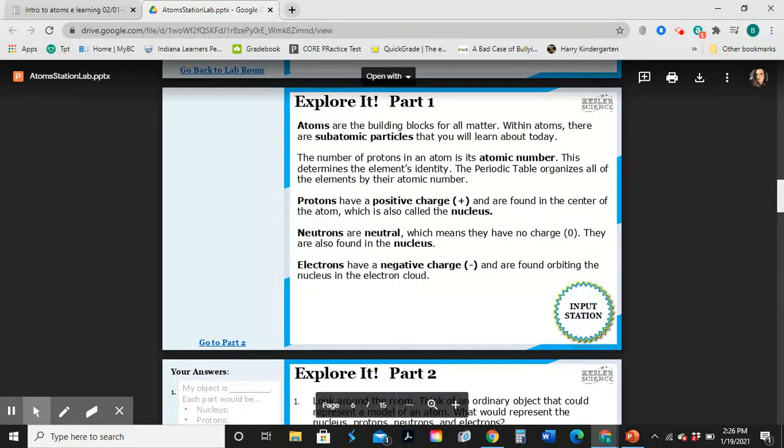Explore Part 1. Atoms are the building blocks of all matter. Within atoms, there are subatomic particles that you will learn about today. The number of protons in an atom is the atomic number that determines the element's identity. The periodic table organizes all the elements by their atomic number. Protons have a positive charge and are found in the center of the atom, which is also called the nucleus. Neutrons are neutral, which means they have no charge. They are also found in the nucleus. Electrons have a negative charge and are found orbiting the nucleus in the electron cloud.